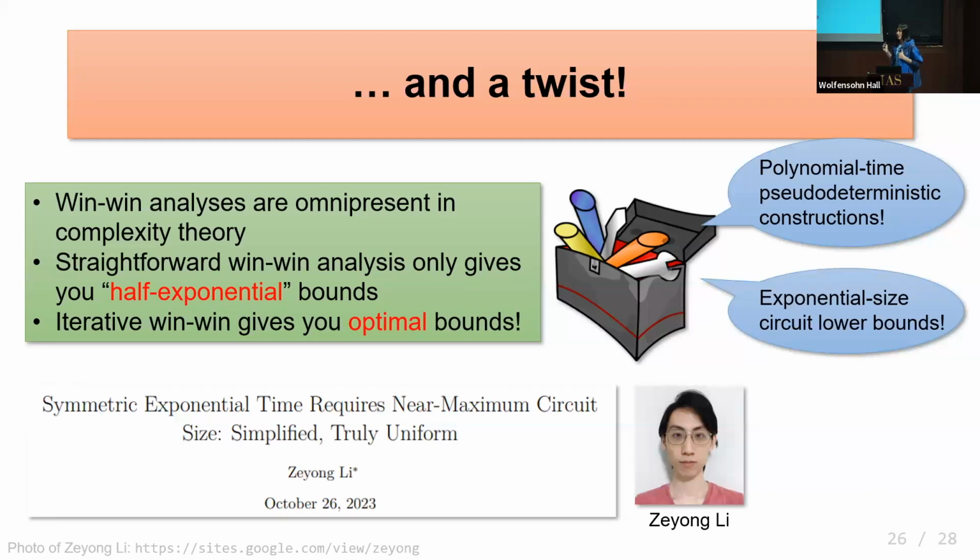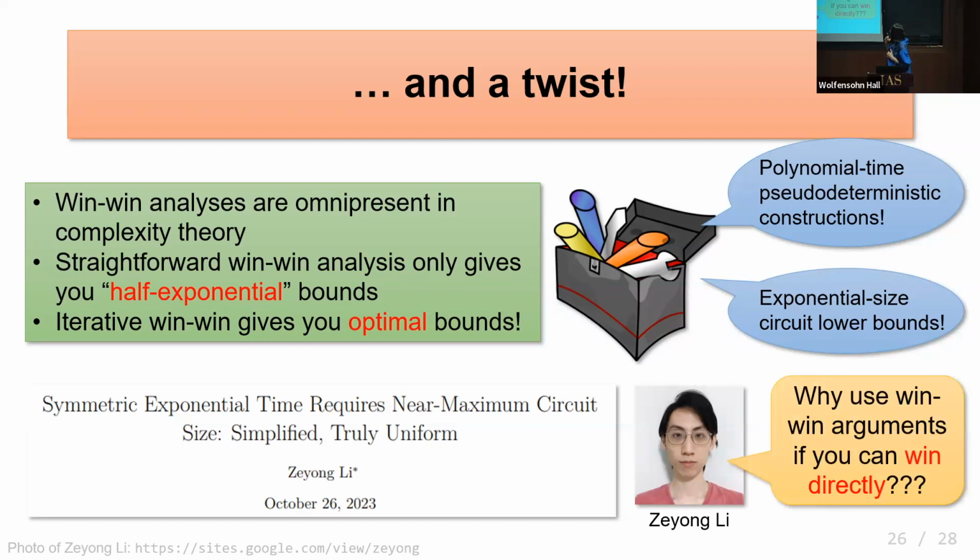Recently, a striking improvement by Zeyong showed that the circuit bound actually can be proved without using any win-win at all, because somehow you can just win in one case, and you don't need to consider the other case.